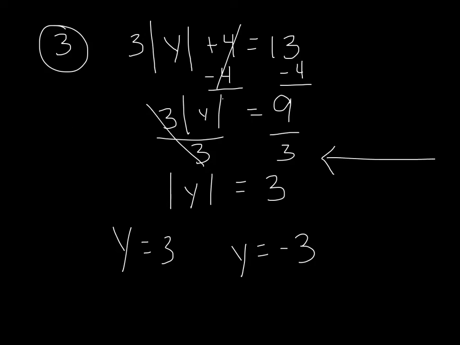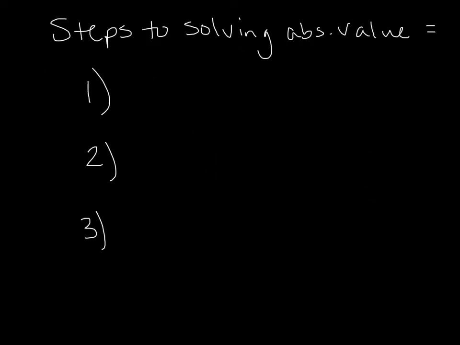So we just need to graph. We have negative 3, we have positive 3. And again, these are equations, so just closed dots. Let's just recap real quick the steps to solving absolute value equations.